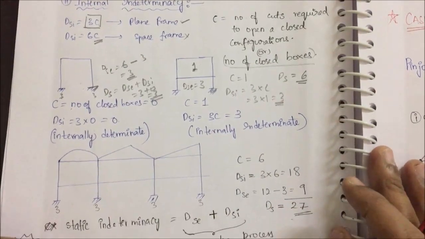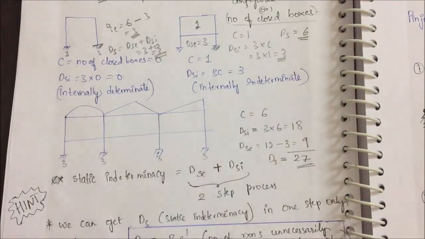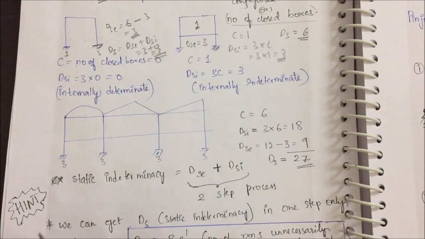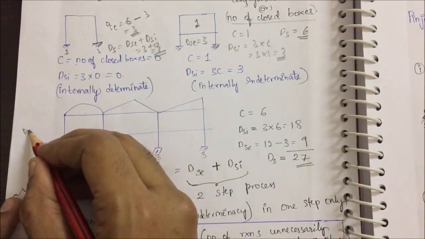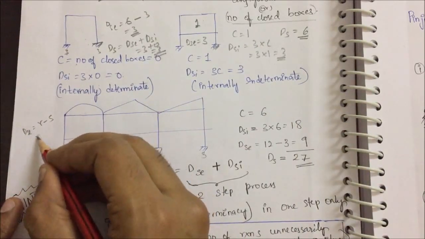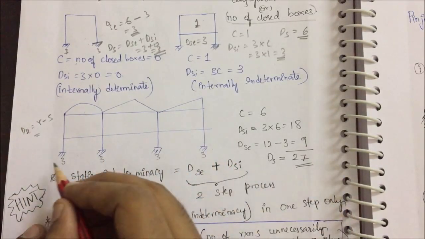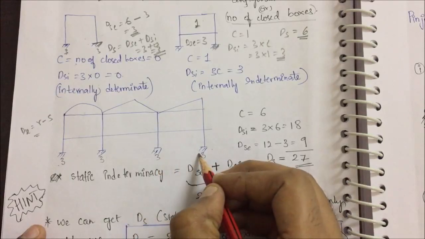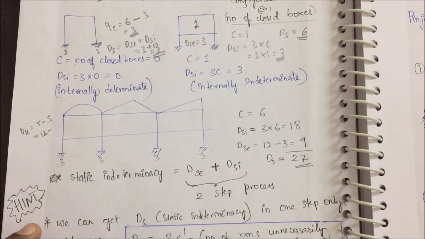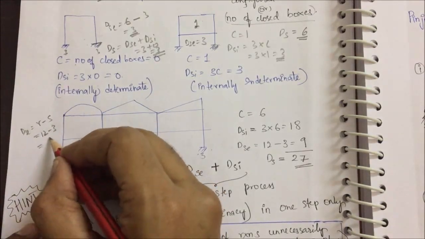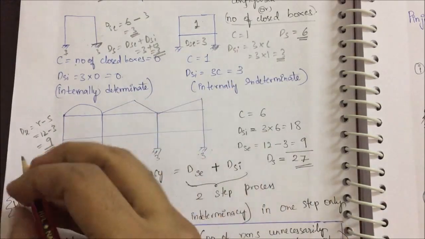Now let us see a big problem. That was the theory. Now you should be able to solve this question. Let's do the question very fast. Now let us find DSE first, external indeterminacy. What is the DSE formula? R minus S. So how many reactions are there? Here it is fixed end, fixed end, fixed end, fixed end. Therefore 3 reactions, 3 reactions, 3 reactions, 3 reactions. 3 into 4 is equal to 12. How many equilibrium equations are there? 3. So my DSE value is 9. No issues, right?